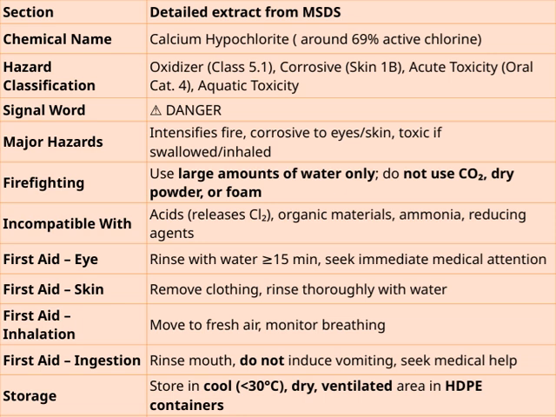Lastly, always wear appropriate PPE when handling this chemical. This includes gloves, goggles or a face shield, a chemical suit, and a mask if dust is present. Proper protective equipment is essential to ensure safety during handling and accidental exposure. By understanding these key points, we can manage calcium hypochlorite safely and responsibly, minimizing risks to ourselves and the environment.